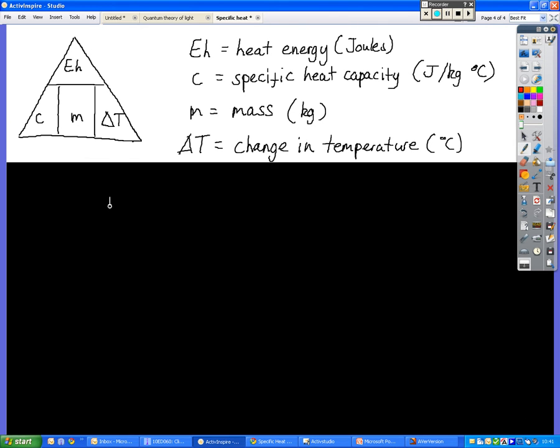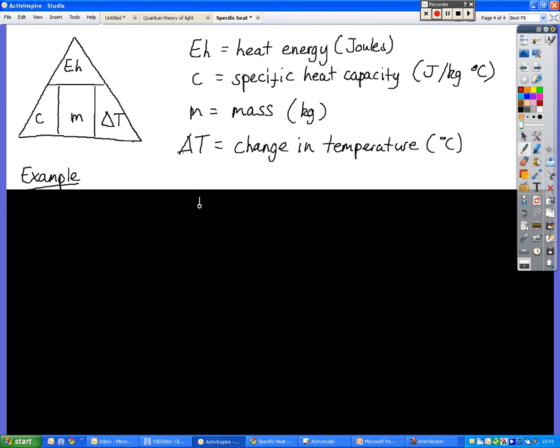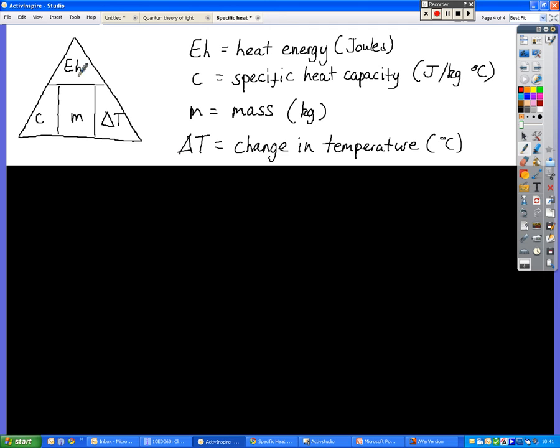That leads us to our specific heat capacity equation, which is EH equals Cm delta T, where EH is the amount of heat energy that something has. If you give that more of a temperature change, then it's going to have more heat energy. Specific heat capacity, remember that's the measure of how well it heats up or cools down. M is your mass, as always. Delta T, anytime you see that triangle, a delta means a change in, so it's a change in temperature in degrees Celsius.